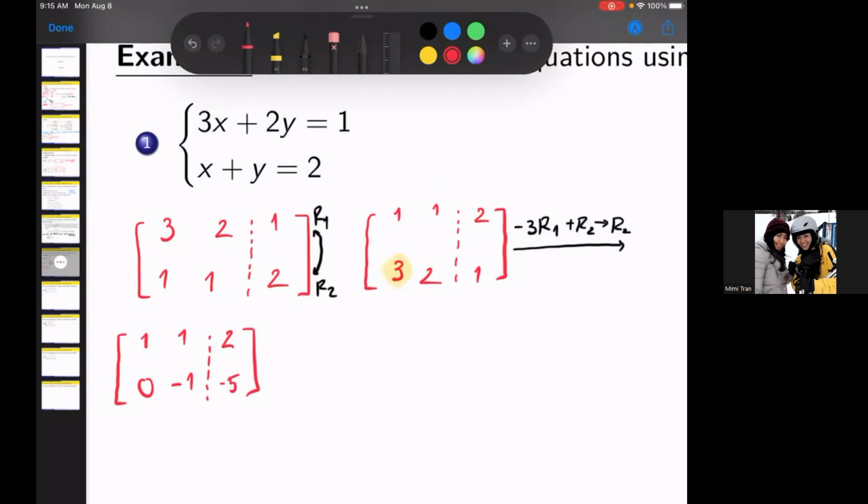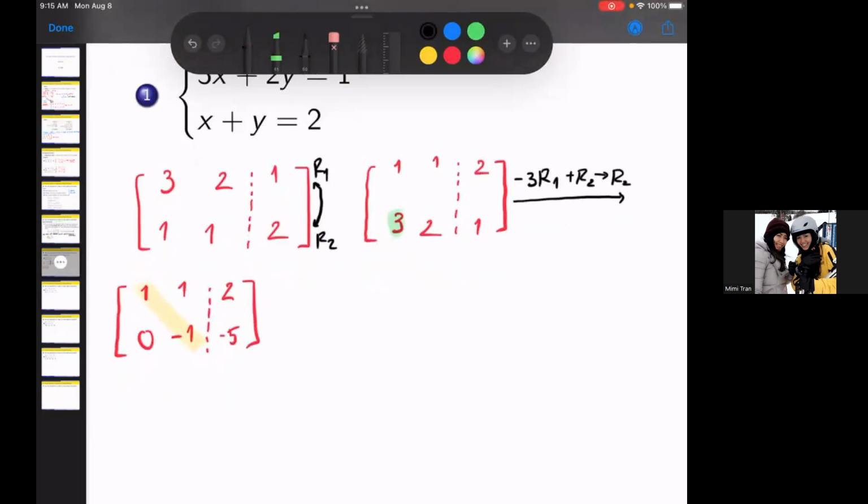Okay, we have a diagonal. The diagonal is all 1, so we're okay. Let me make this green, this is what I did. It's 0, so I'm good. So what I'm going to do now is back substitute.